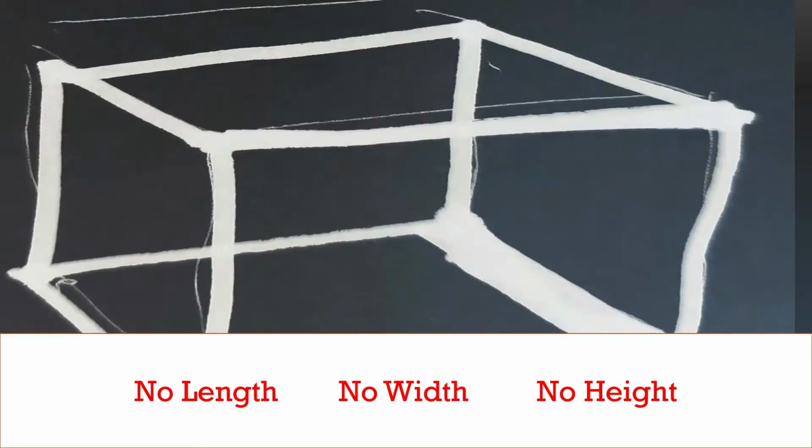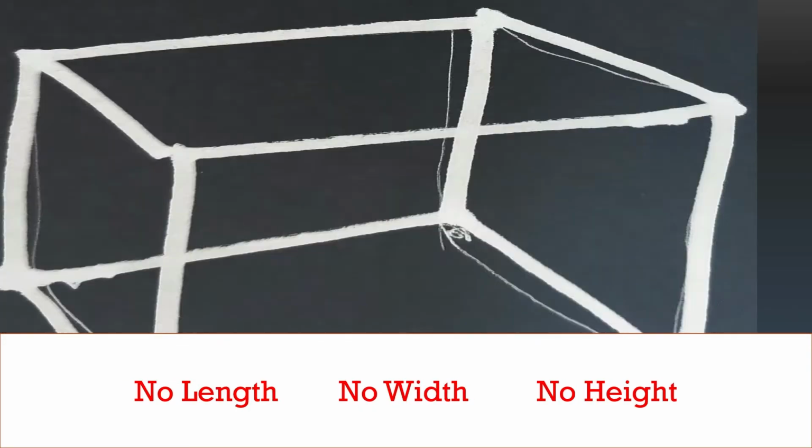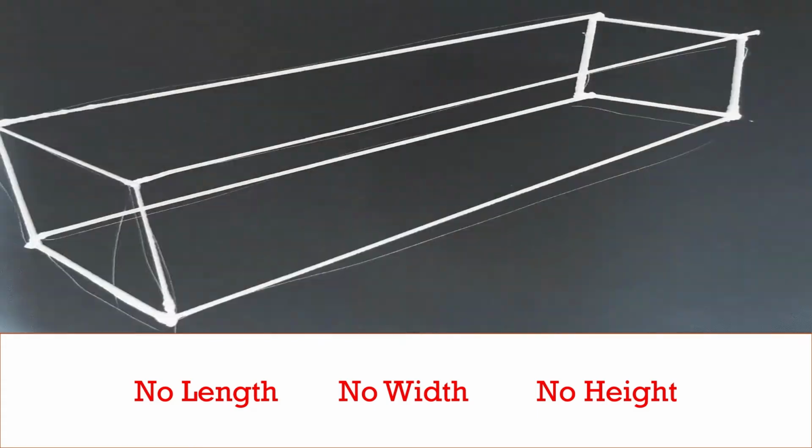A point is an exact location. A point has no dimensions, so it has no length, no width, and no height.